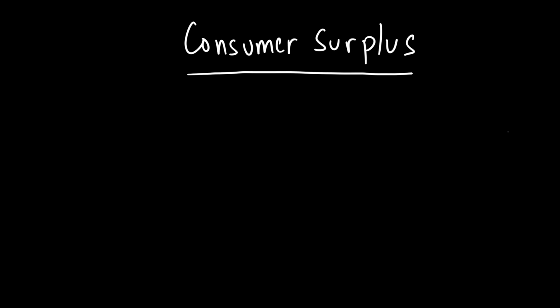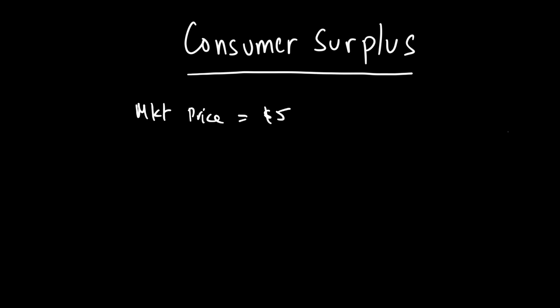Consumer surplus is basically the difference between what you're willing to pay and what you actually pay. Sometimes what you're willing to pay is much more than what you actually pay. Let's say I go and buy a shirt and the market price of that shirt is, let's say, $5.